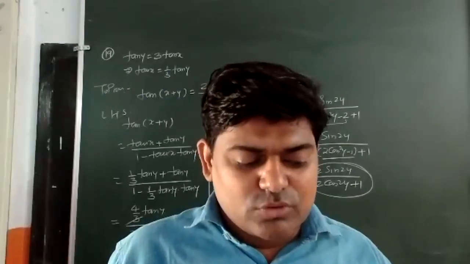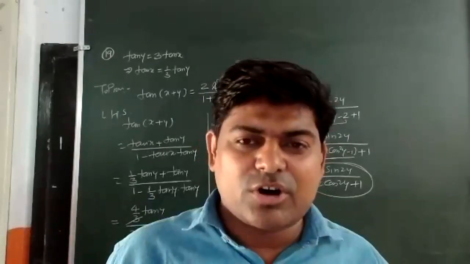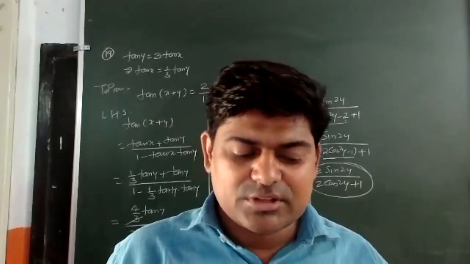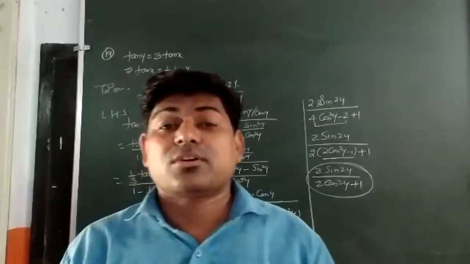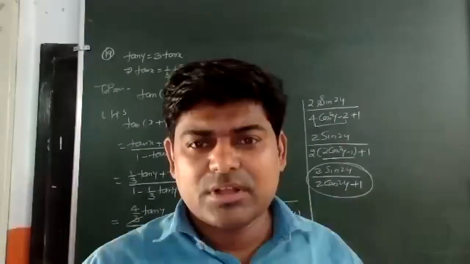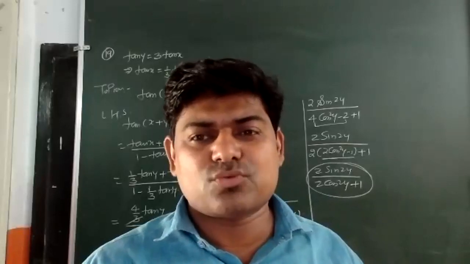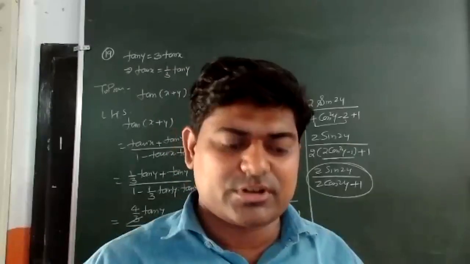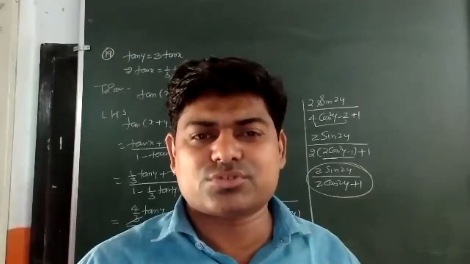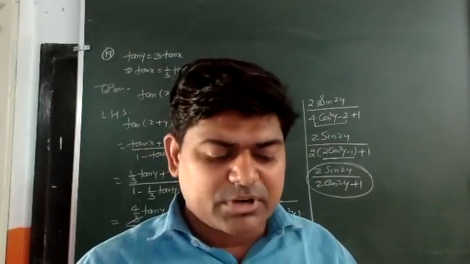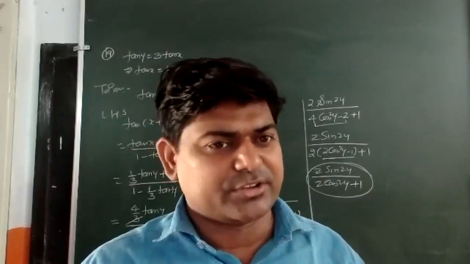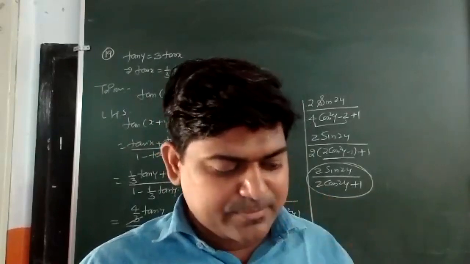In the 23rd, the value of cos x by 2 is given, and x is in the first quadrant. Then I have to find the value of sine x. If we have cos x by 2, we can easily get sine x by 2, and the value of sine x is 2 sine x by 2 cos x by 2, so we get our result. If you want to find cos x, no problem: cos x is equal to 2 cos square x by 2 minus 1. After getting sin x and cos x, sin x upon cos x is equal to tan x, so we can get tan x also. This one you can get easily.